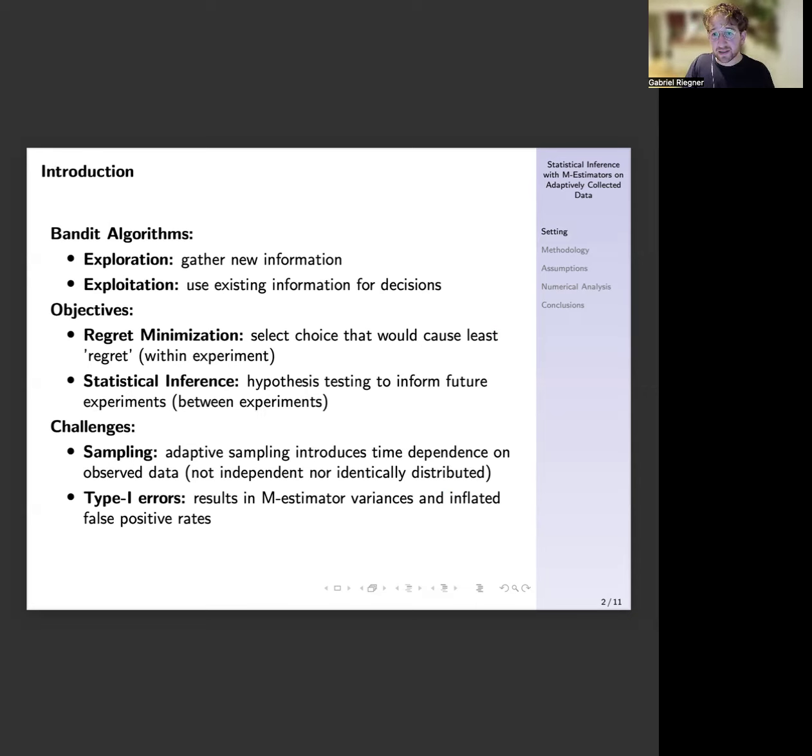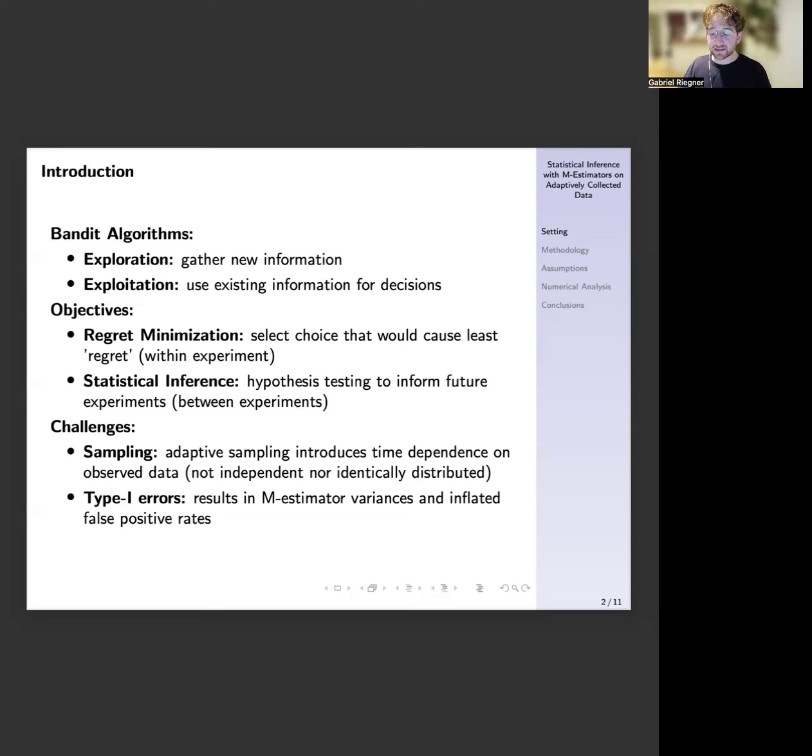And the goals of using bandit algorithms in this setting are twofold. One is regret minimization, and this focus is on selecting the best actions within an experiment to minimize losses. But what's becoming increasingly common is that one might want to perform statistical inference on these data. And the aim here is to draw conclusions from data collected with bandit algorithms that can then inform future experiments. So this includes hypothesis testing.